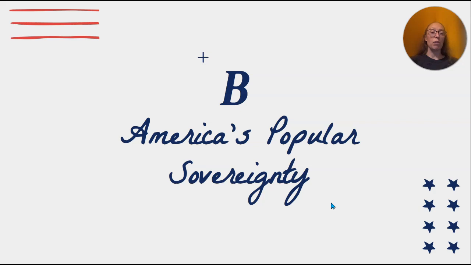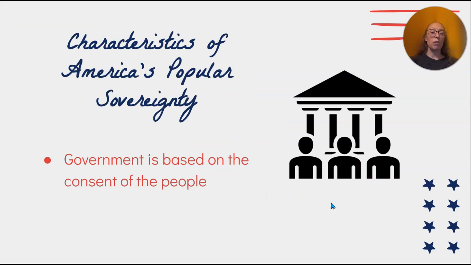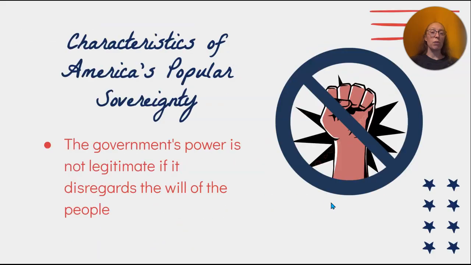Now let's look at how America's popular sovereignty works. So this is popular. Remember, popular means the people. So who's in charge? It's the people. The government in popular sovereignty is based on the consent of the people. The people have to say yes. The government's power is not legitimate if it disregards the will of the people. So it's not legitimate. It's not really there. It's not okay if it ignores what the people want. Disregards means ignores.